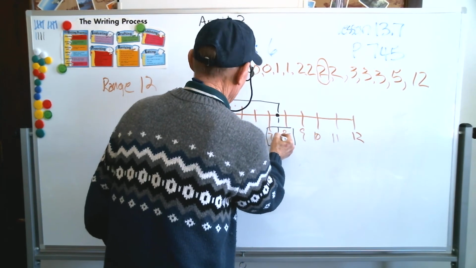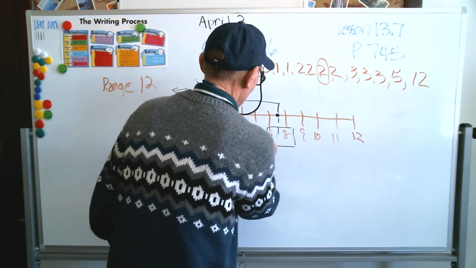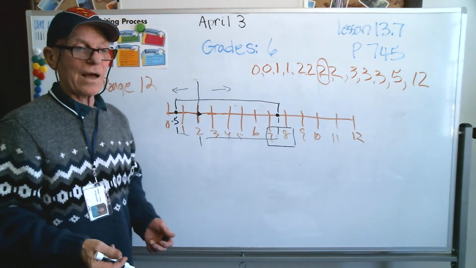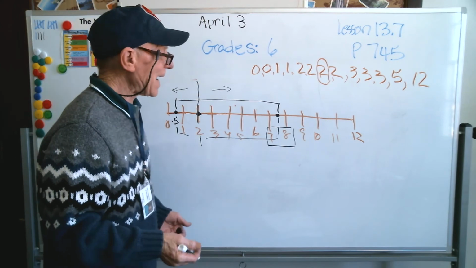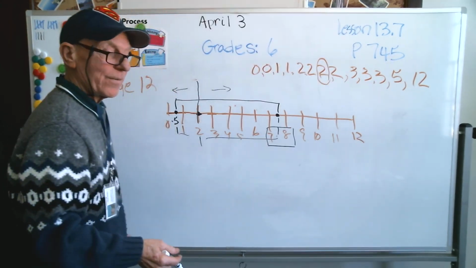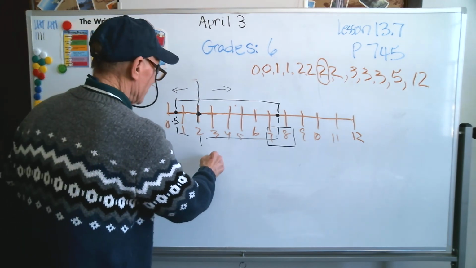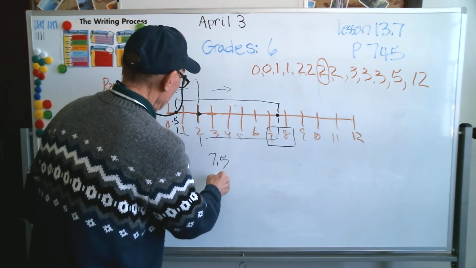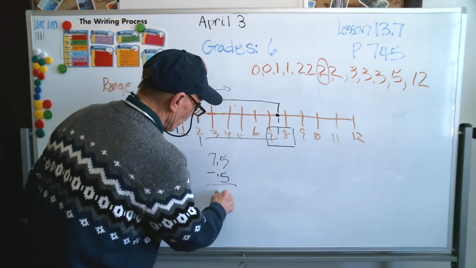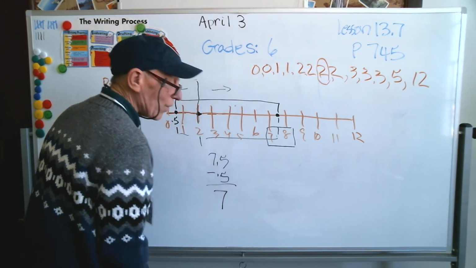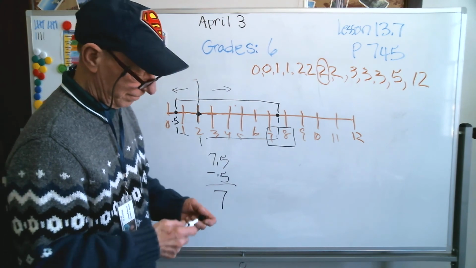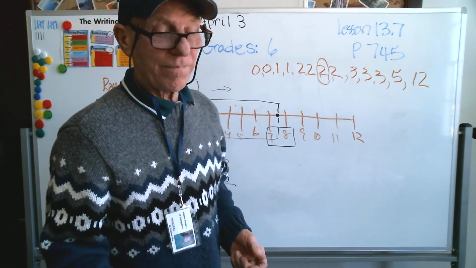Now, what it wants from us is the interquartile range. And the range is between the lowest number and the highest number. So we've got 7.5 minus 0.5. That means our interquartile range is 7. See, that wasn't so hard.